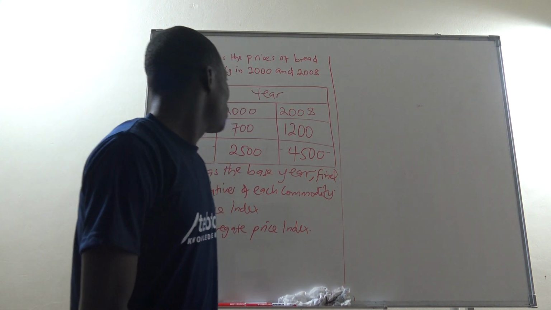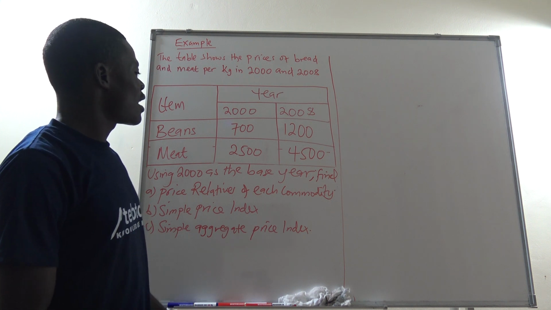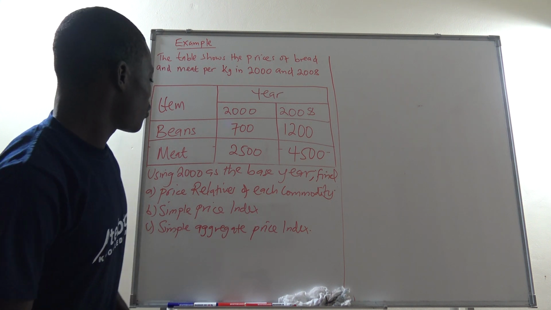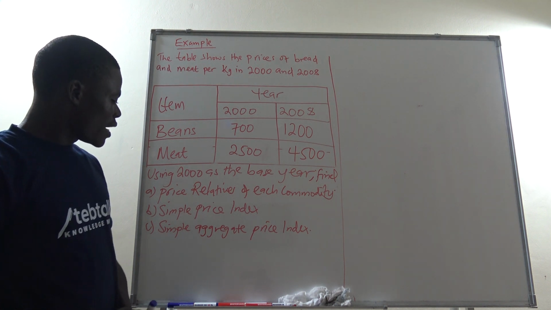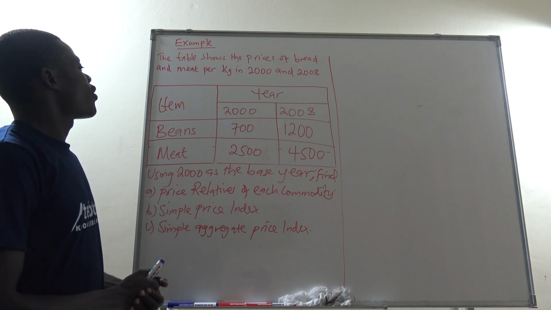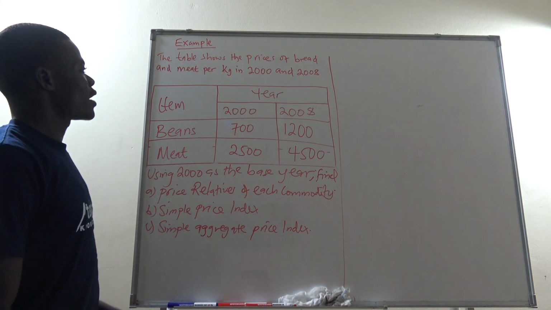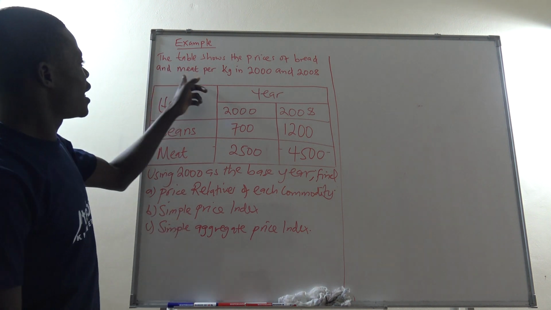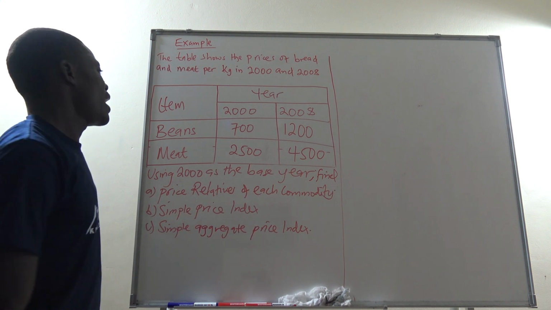Welcome to this video. In this video, we shall look at examples on how to calculate the price index, simple price index, and the simple aggregate price index. So our example of today reads: the table below shows the prices of bread and meat per kilogram in 2000 and 2008.